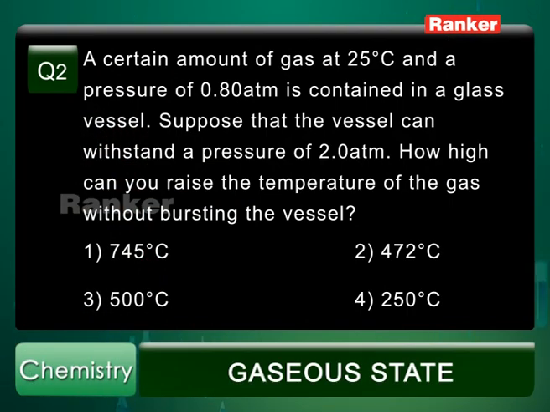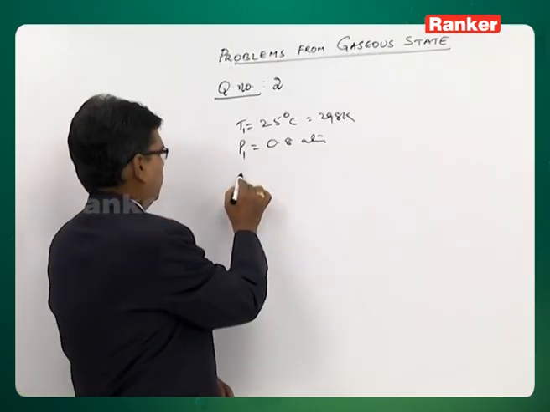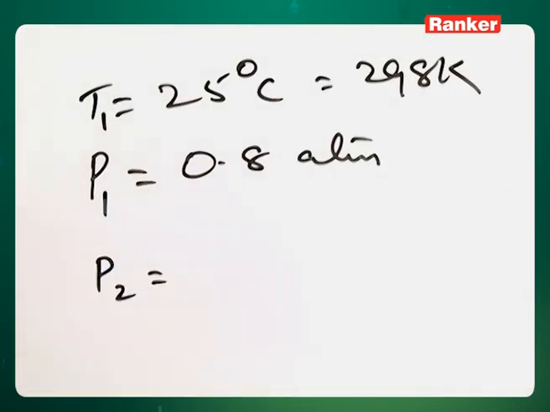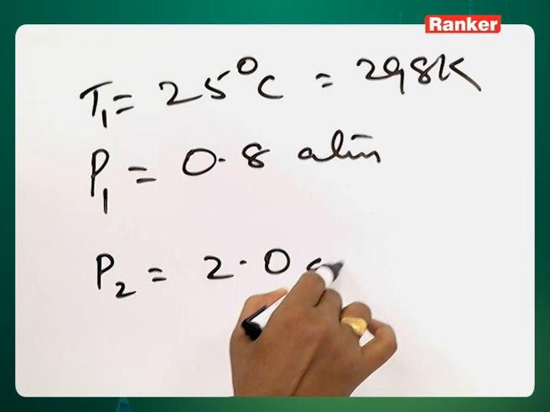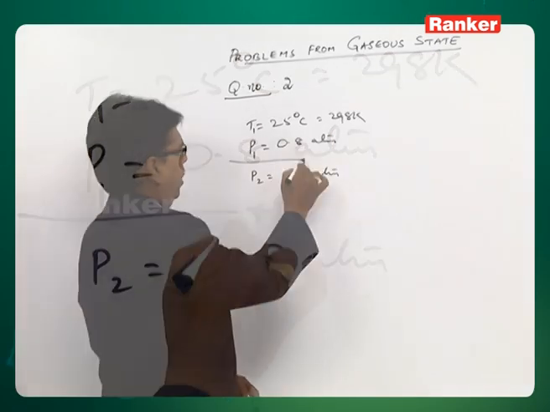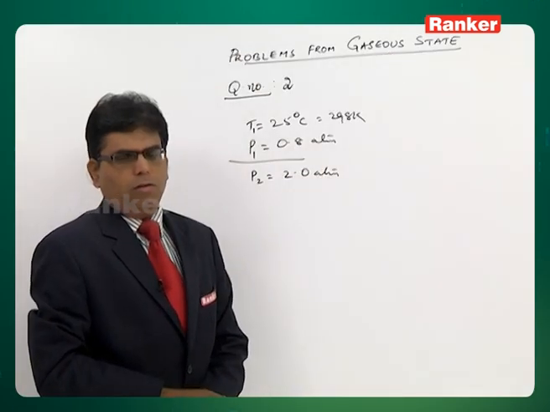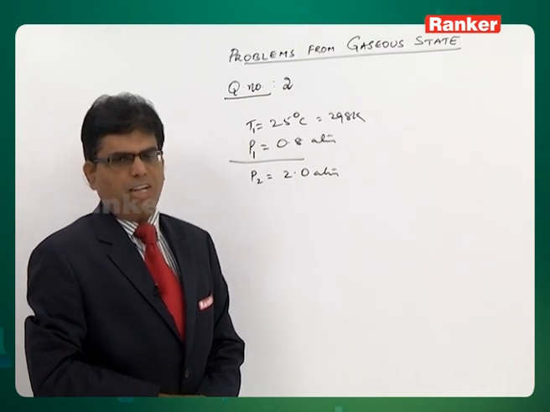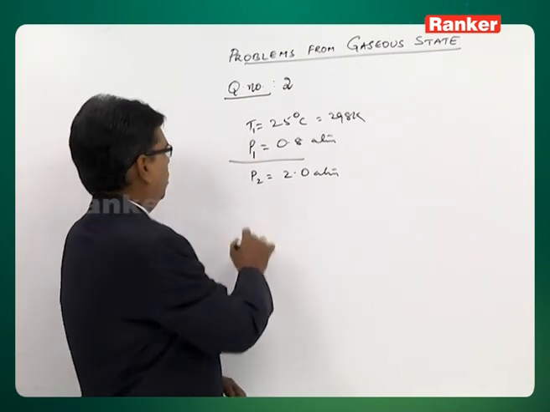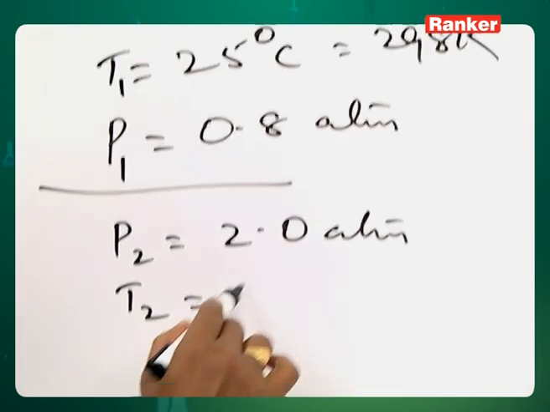Suppose that the vessel can withstand a pressure of 2 atmosphere. Initially the gas is at this pressure and at this temperature. The vessel can withstand a pressure up to 2 atmosphere, so let me take that maximum pressure, P2, as 2 atmosphere. The question is, how high can you raise the temperature of the gas without bursting the vessel? So basically we have to find out what is T2.